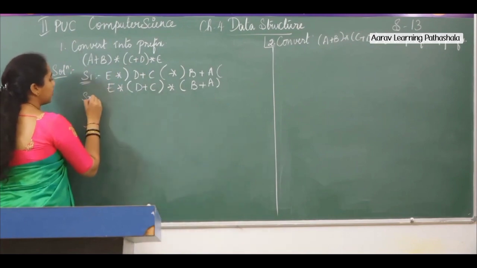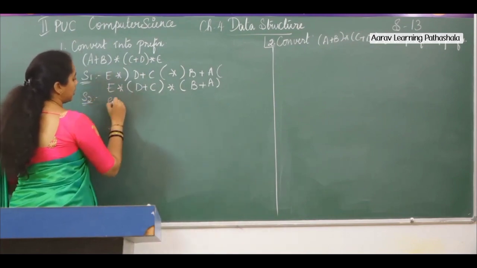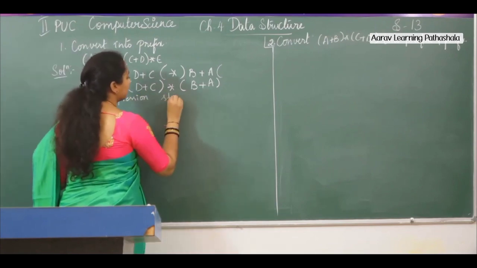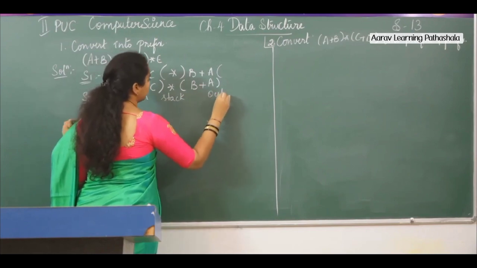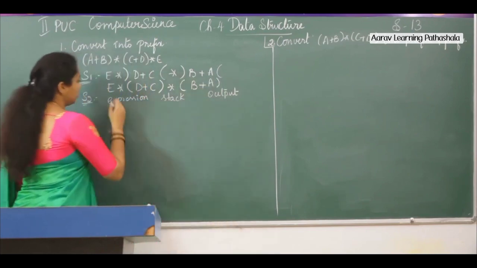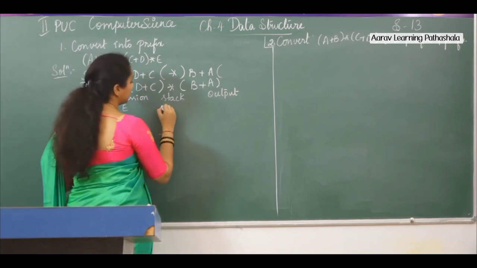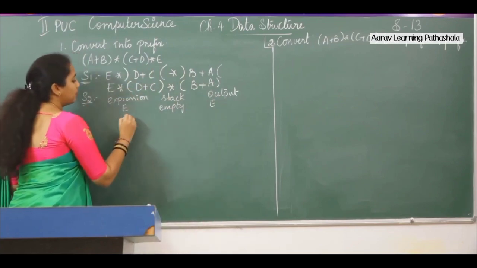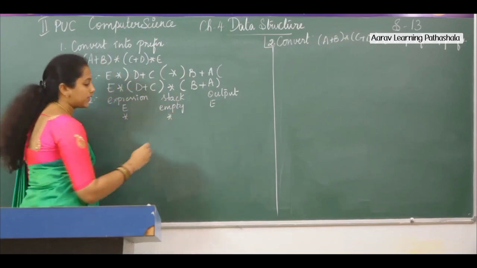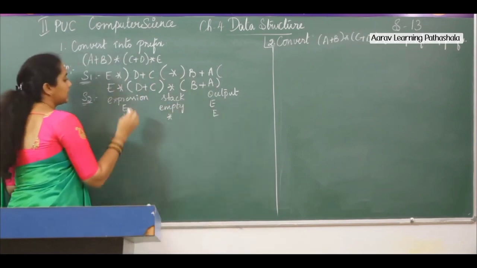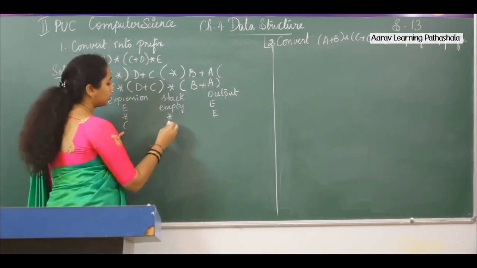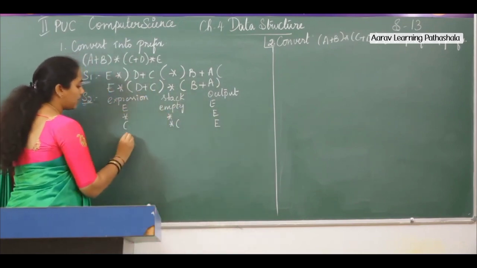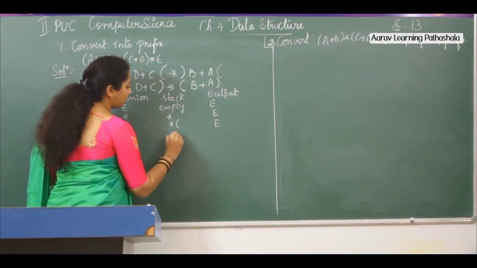So second step is we have to convert this into postfix expression. So expression, stack and output. So first one is an operand, so I am going to output it. Second one is operator, I am going to push this operator into the stack. Next is opening parenthesis, I am going to push this into the stack. Next is an operand, so I am going to output this operand.